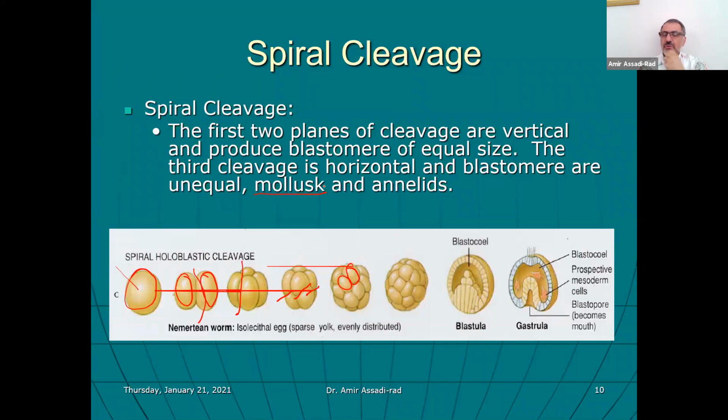An annelid would be an earthworm. What else? It would be leeches. I just want to think of some animals that you're familiar with. Earthworm and leeches are annelids, right there.